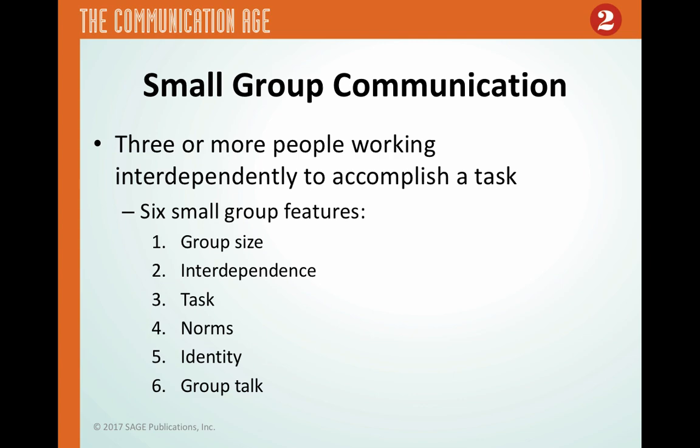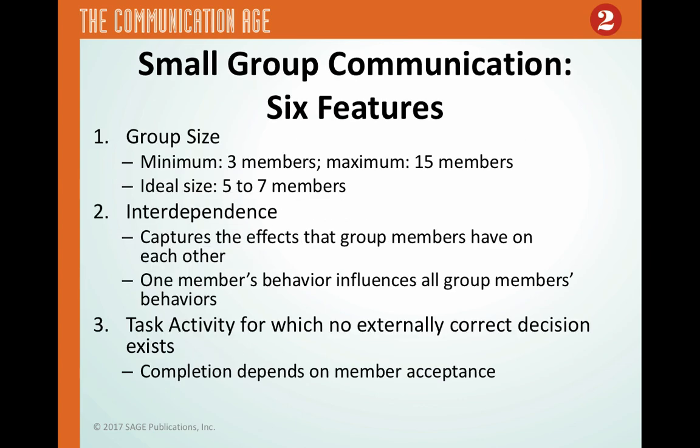And there's six features that we consider and look at when we're studying small group communication. It's the group size, the idea of interdependence, task, norms, identity, and group talk. So group size. First, you need at least three people, maximum of 15. If it's more than that or less than that, it's not considered an actual small group. The ideal size in any kind of small group that's completing tasks is 5 to 7 members.